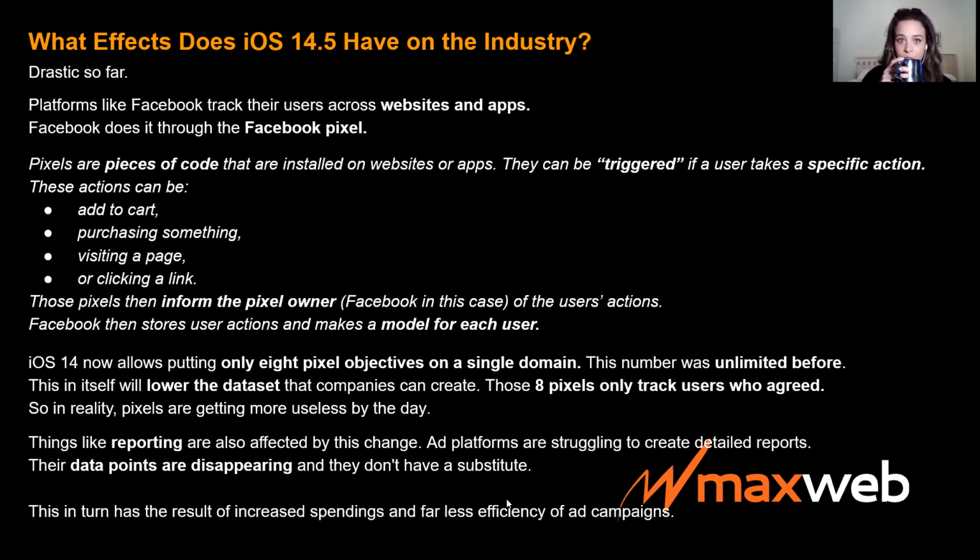Platforms like Facebook track their users across websites and apps. And Facebook uses the Facebook pixel to do this. Pixels are pieces of code that are installed on websites or apps, if you are unfamiliar. They can be triggered if a user takes a specific action. An action can be add to cart, purchase, visiting a page, or clicking a link. Those pixels then inform the pixel owner, which in this case is Facebook, of the user's action.